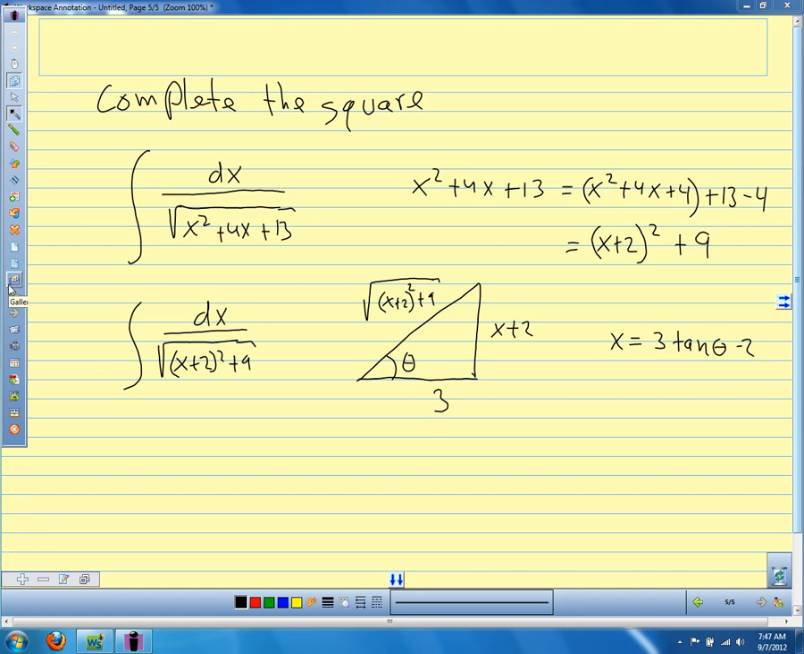When you see an integral that looks like a trig substitution and you're not sure what to do with it, you might think about those special integration formulas. All right, questions?